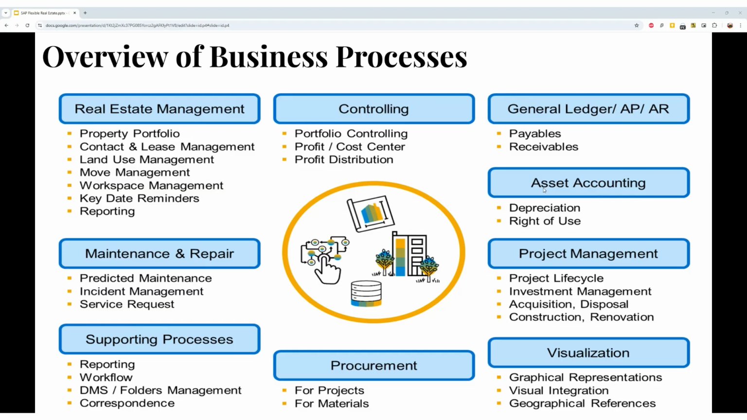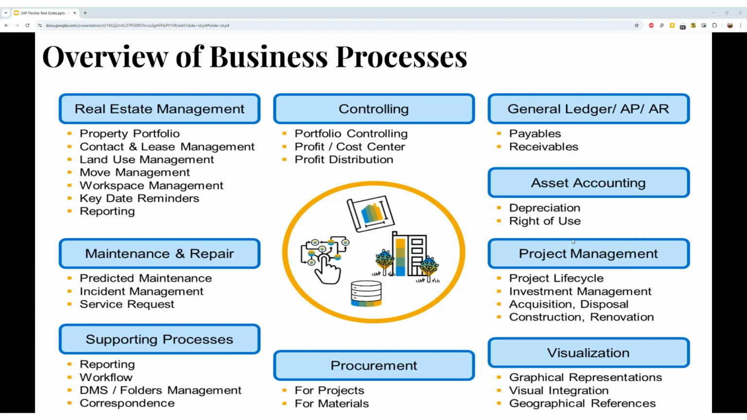Then comes the asset accounting. So a building is essentially your asset also. So you have the option of calculating the depreciation of the particular building, and it is a very well established feature in SAP Finance.